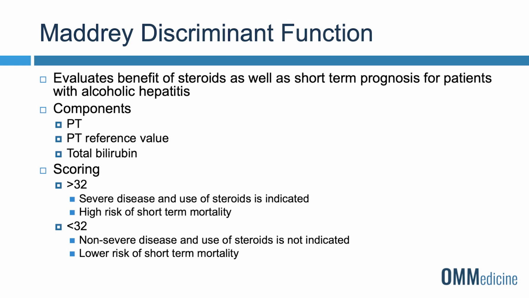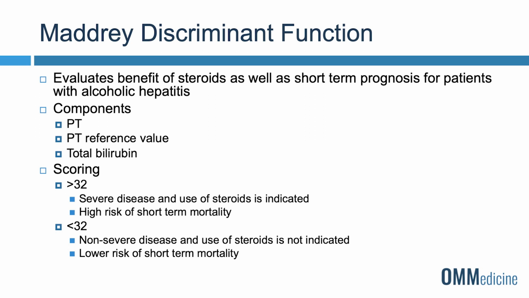And there are three major parts to determining the Maddrey discriminant function score, and these are going to be a PT, a reference range for your PT, and then a total bilirubin for your patient. So you'll plug these three components into a calculator and it will give you a score.